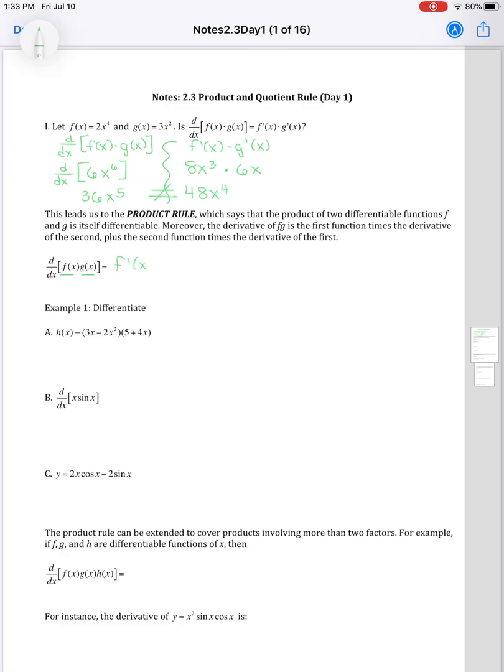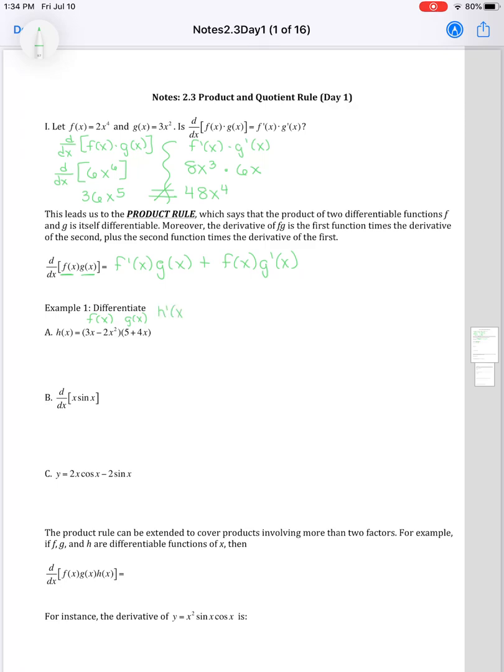basically how we do it, there's two functions in this case. We take the derivative of the first times the regular second, nothing happens, plus the first function times the derivative of the second function. So if you're multiplying two things, you have two terms left over. And in each case, you should only be taking the derivative of one item at a time, not more than one item.